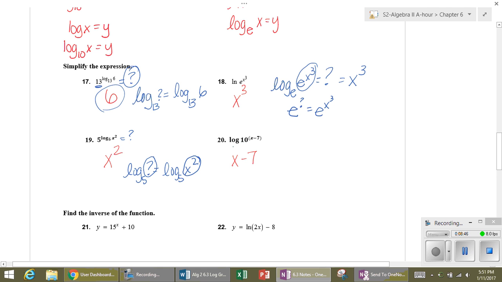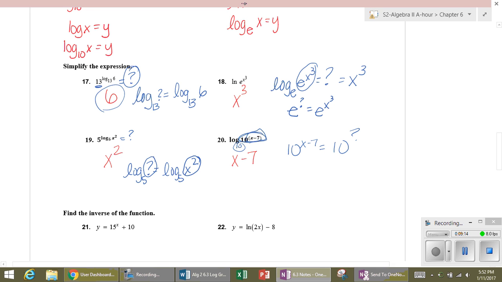And again, we've got a common log with number 20. It's in log form, so I'm going to rewrite this in exponential form. My base is 10 since it wasn't written there. 10 to the x minus 7 power has to equal 10 to the what? So 10 to the what has to equal 10 to the x minus 7th power, so that's going to have to be x minus 7.